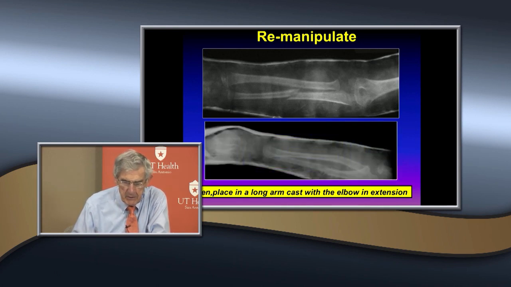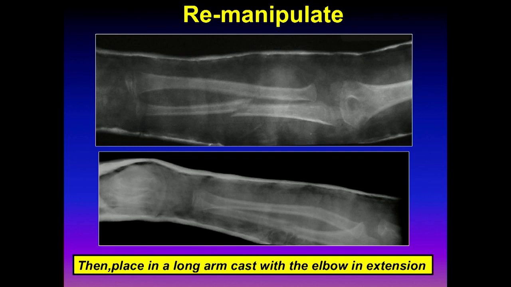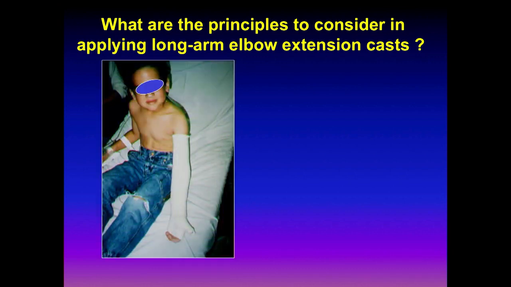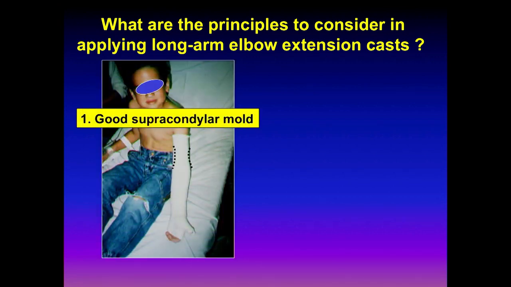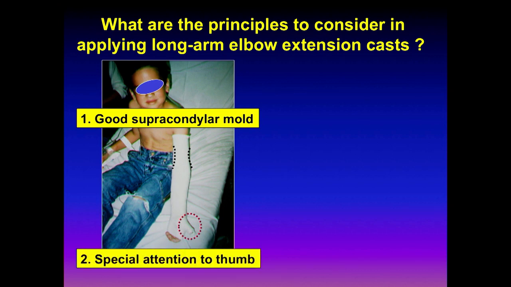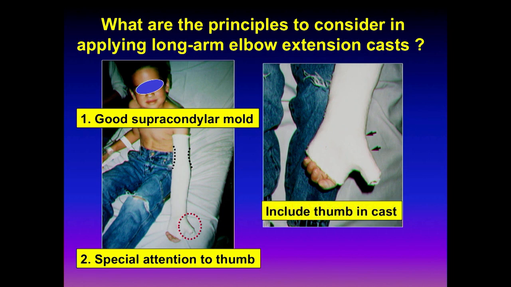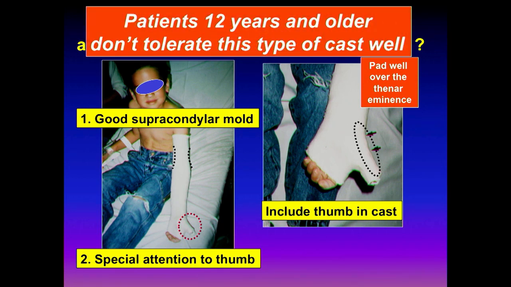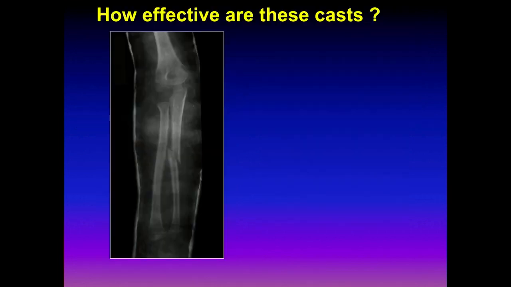So here you have it, and it's still got a little bit of apex volar, but it's within acceptable limits, and it's now in pronation. So the principle is to consider a long arm cast in extension. Here you put on a long arm cast. You need to put a good supracondylar mold, but the real key that keeps it from sliding is that you have to include the thumb. If you don't, it'll slide down and start to rub. So it's important that you include the thumb and put it in full abduction. Here you pad well over the thenar eminence. Patients 12 years and older don't tolerate this type of cast, so, as we'll discuss, you may need to consider some other options.